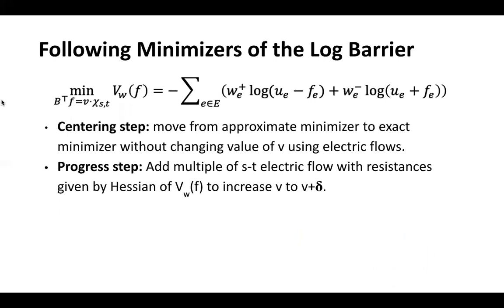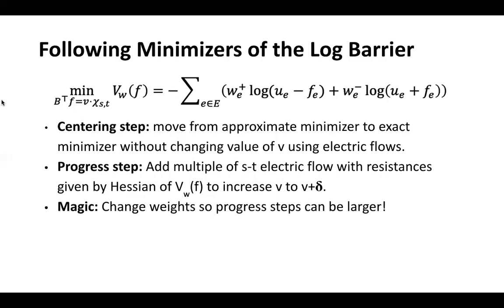The other thing we have to do is augment more flow. We have to increase the value of V to V plus delta while still getting close to a minimizer. And the way you do this is you compute an ST electric flow with resistances given by the Hessian of the log barrier and then add some multiple of that.